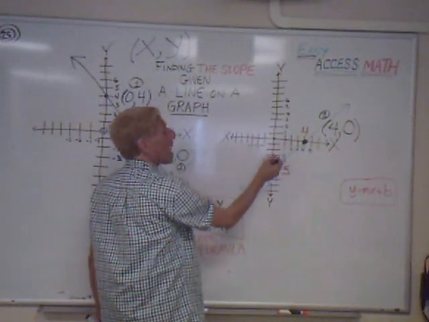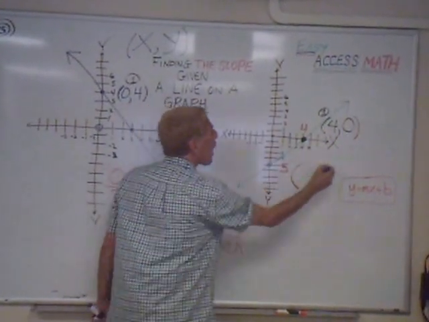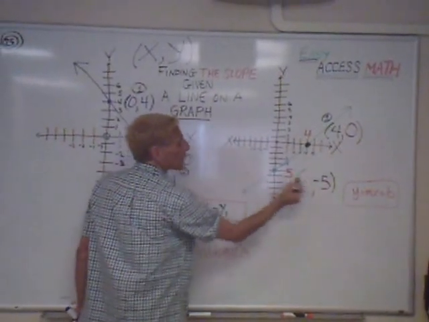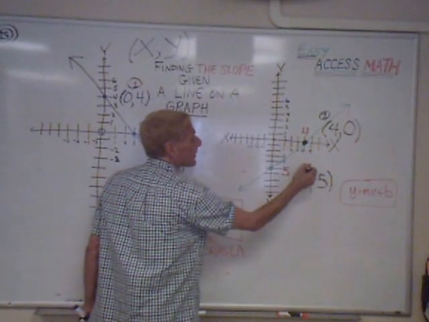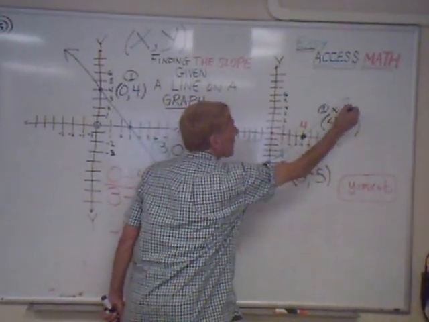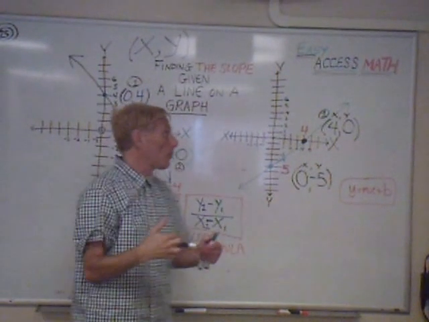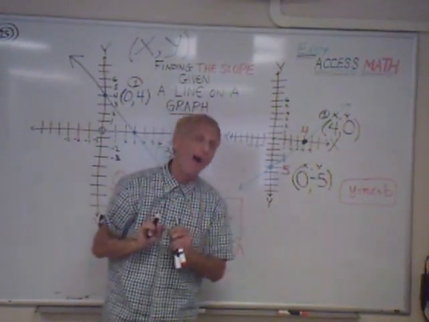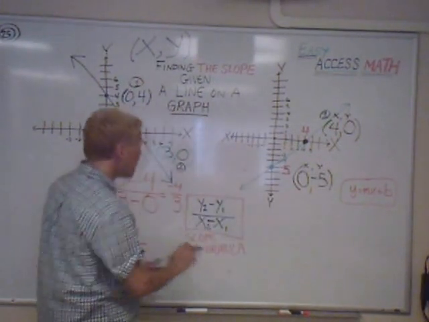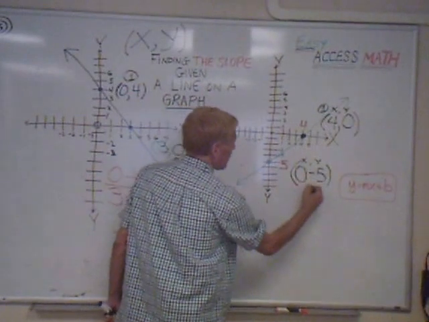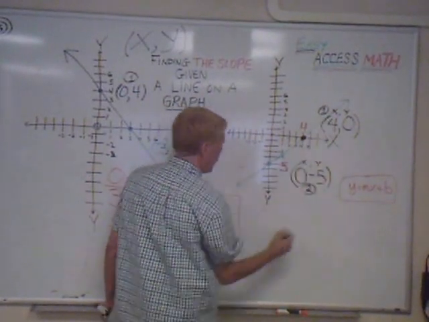This one goes down 5, so its y is negative 5, but it's not moving left or right, so its x is 0. And for the points you will get, you will always have a 0 in the mix because you're getting points on the axes. So I'm going to call this point 2 and this point 1.